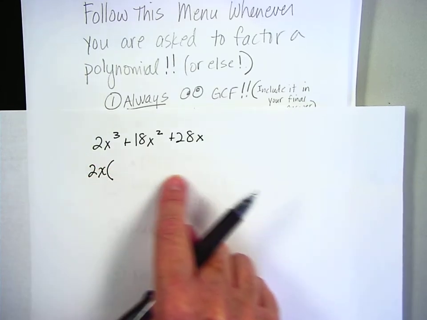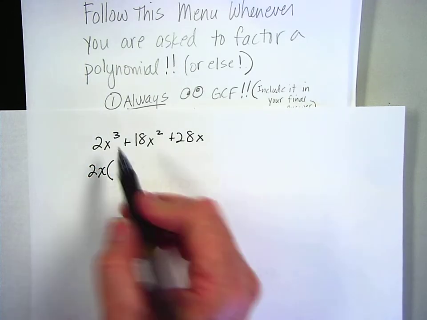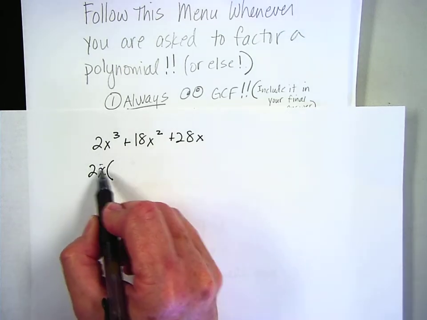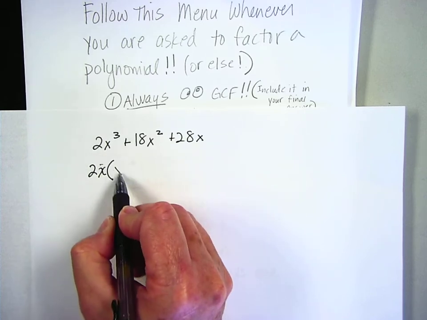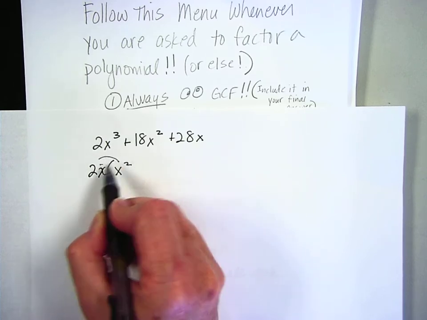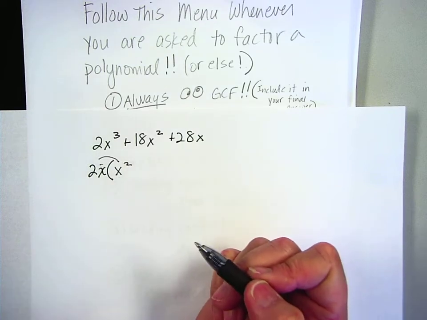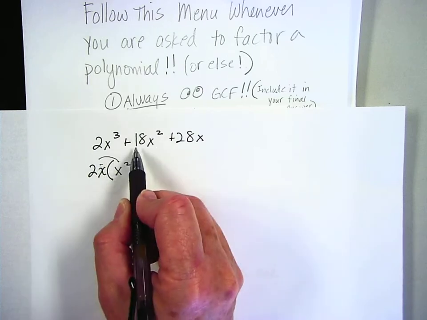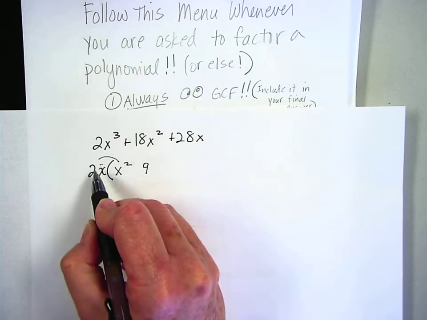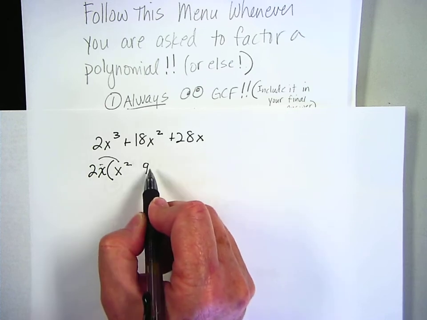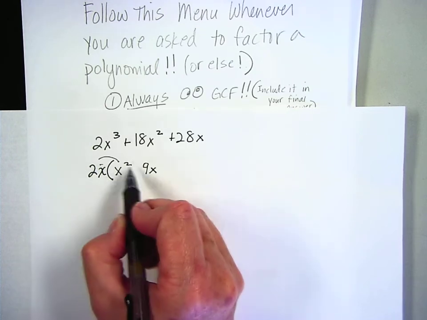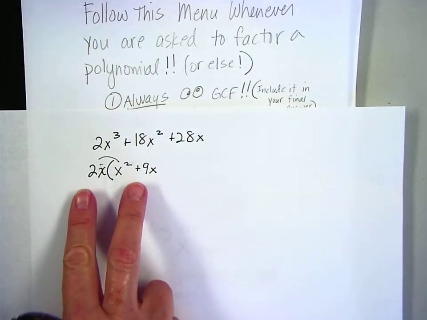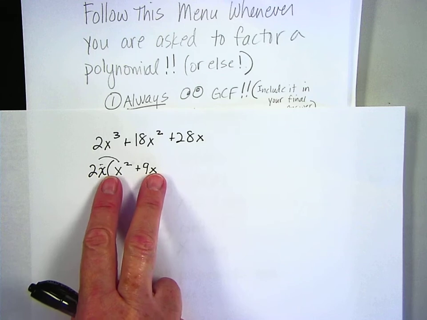So now what we're going to do is distributive property in reverse. 2x times what is going to give me 2x to the third? Well, all I need to go from here to here is 2 more x's. So if I multiply these together, that's 2x to the third. Okay, 2x times what is 18x squared? Well, I know that 2 times 9 is 18, and x times another x would give you x squared, and a positive times a positive equals a positive. So this times this equals 18x squared.